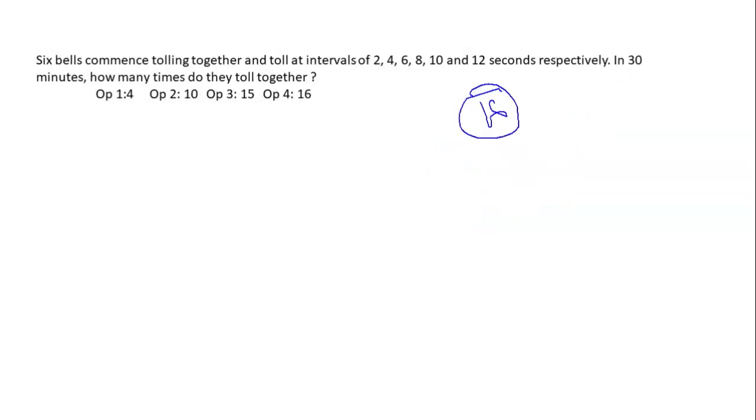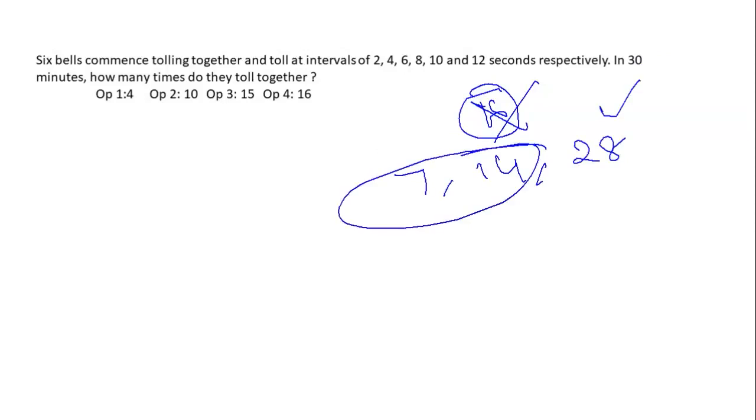Similarly, what we have here is 7, 14, 28. The LCM is going to be 28 because 7 and 14 are already present. For 15, 20, 60, 15 and 20 are already inside 60. So the LCM is 60.